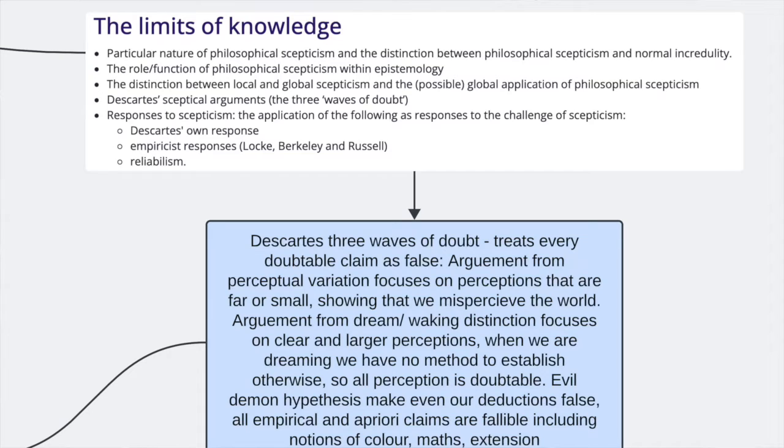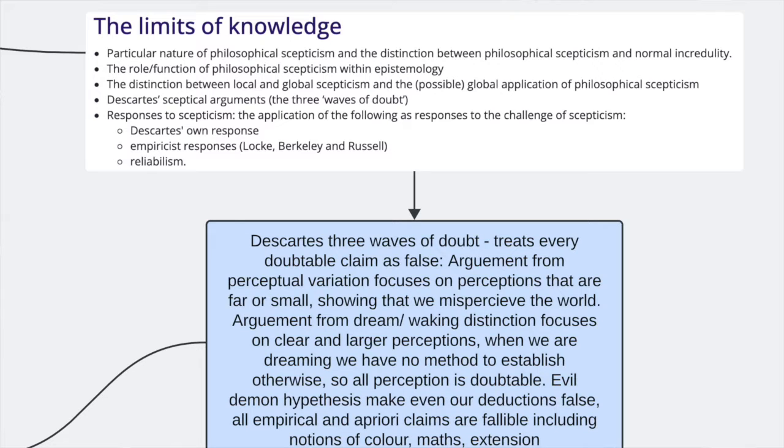The beginning of this unit is Descartes' waves of doubt. That's how we get the skepticism that the exam board wants us to know. Skepticism is a movement that extends far beyond the specification. It precedes the specification. So the ancient Greeks, of course, were talking about skepticism, but we just need to know the beginning from Descartes. Descartes uses three waves of doubt.